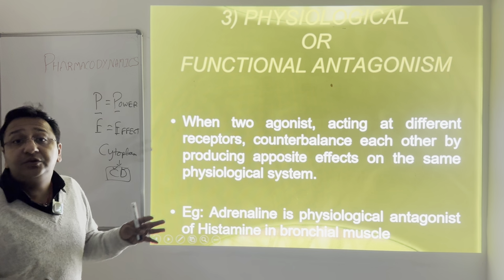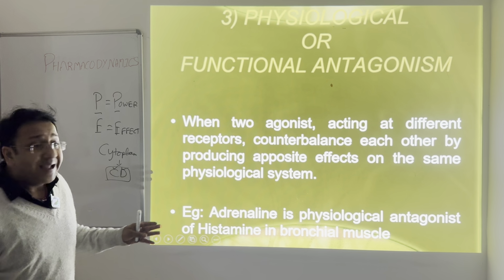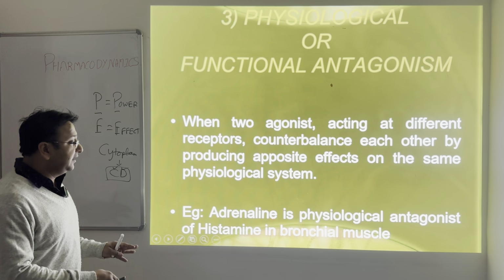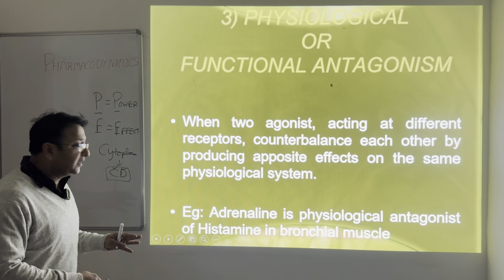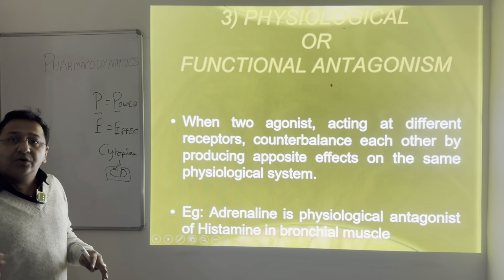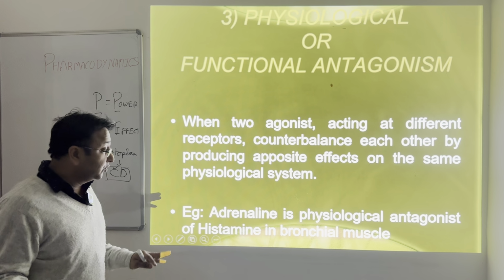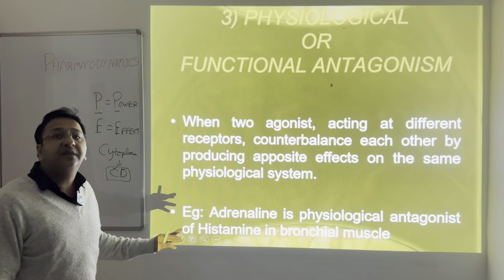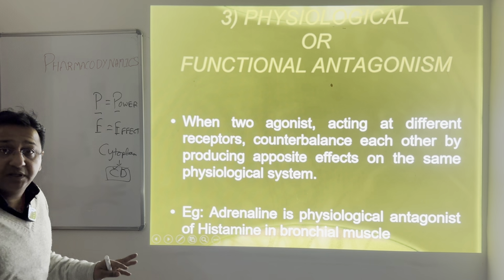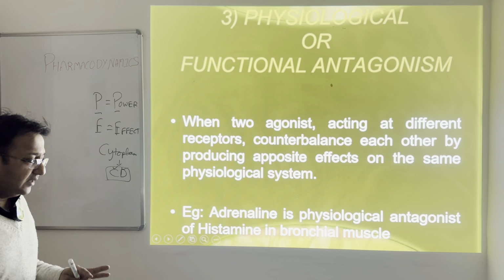So both are physiological antagonists acting on different receptors. Adrenaline is acting on one receptor, beta 2. Histamine is acting on the H1 and H2 receptors, that is the histamine receptors. That is why both are physiological antagonists of each other, having different effects.